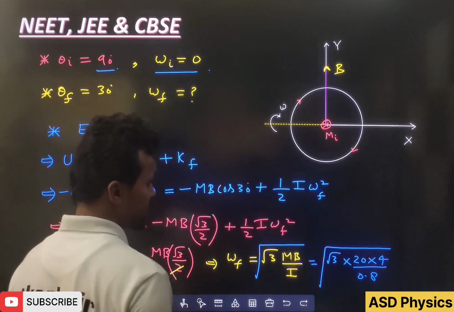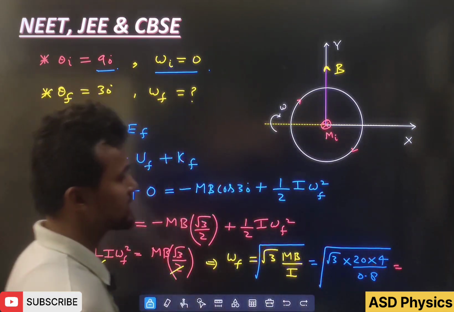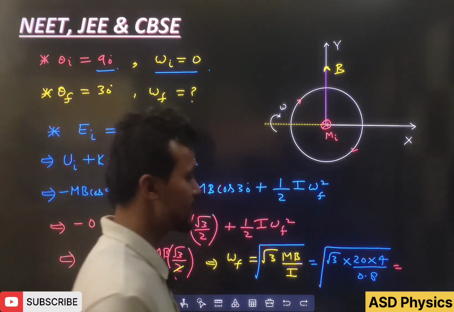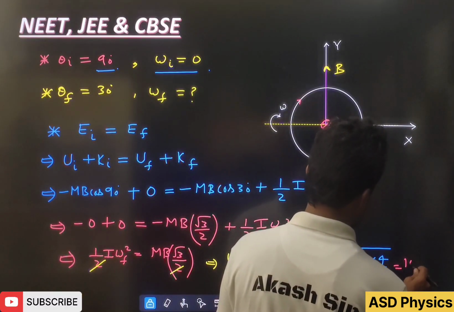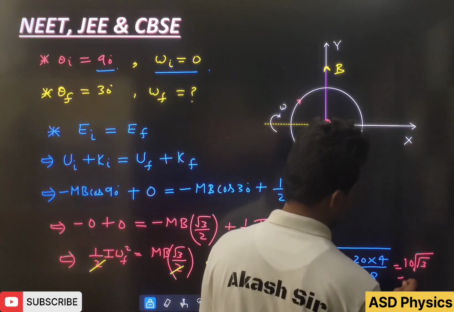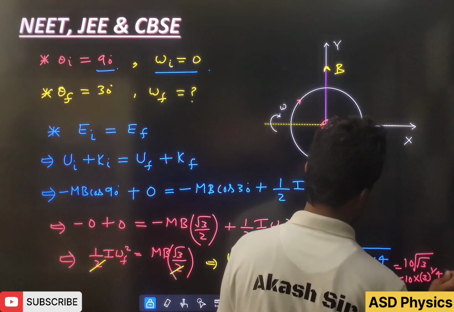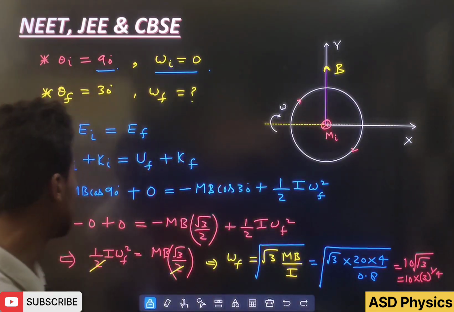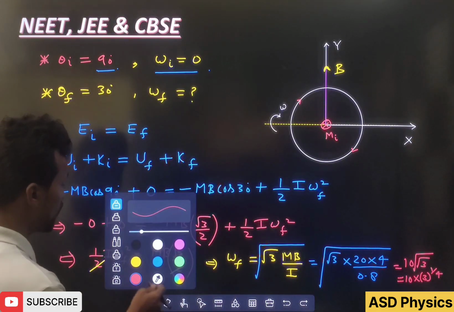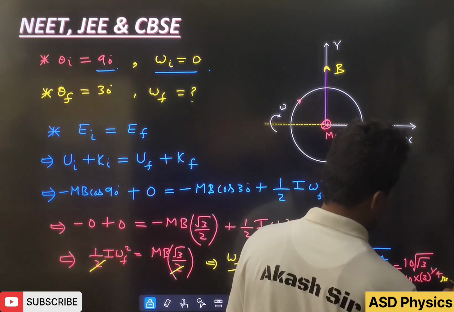Okay. Now after that we'll simplify this. So this will become here, see, 20 into 4, that means 80. 80 by 0.8, that means 100. So this will become 10 root 3 and one more root over it. Is it? So this will become 10 into 3 to the power 1 by 4. 10 into 3 to the power 1 by 4. And anyhow, what is the unit of the angular speed omega f? That means radian per second.